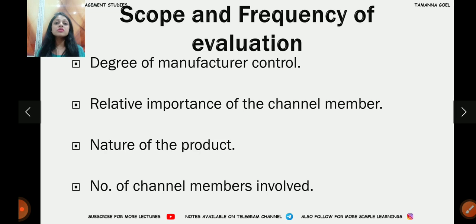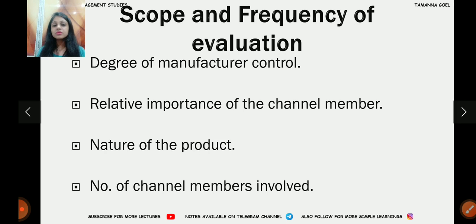What is the importance of the channel member? For example, Amul sells its products like milk, and it is selling through every shop in the country, every minor kirana shop in the country. So what is the importance of the channel member? They cannot evaluate each and every shop, because there are so many of them.